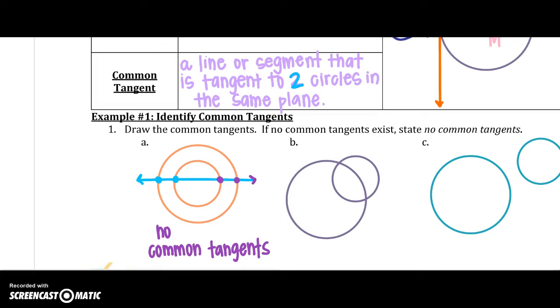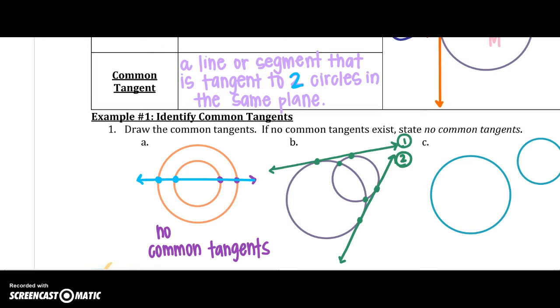Alright, let's look at the next one. So I have two circles that intersect twice. If you notice, if I go to the top diagonally, doing this the best I can, if my line would hit both circles at one point right here and right here, that would be a common tangent. So that's one common tangent. I could also go to the bottom side and identify that that would be a common tangent. It's only hitting each circle one time.